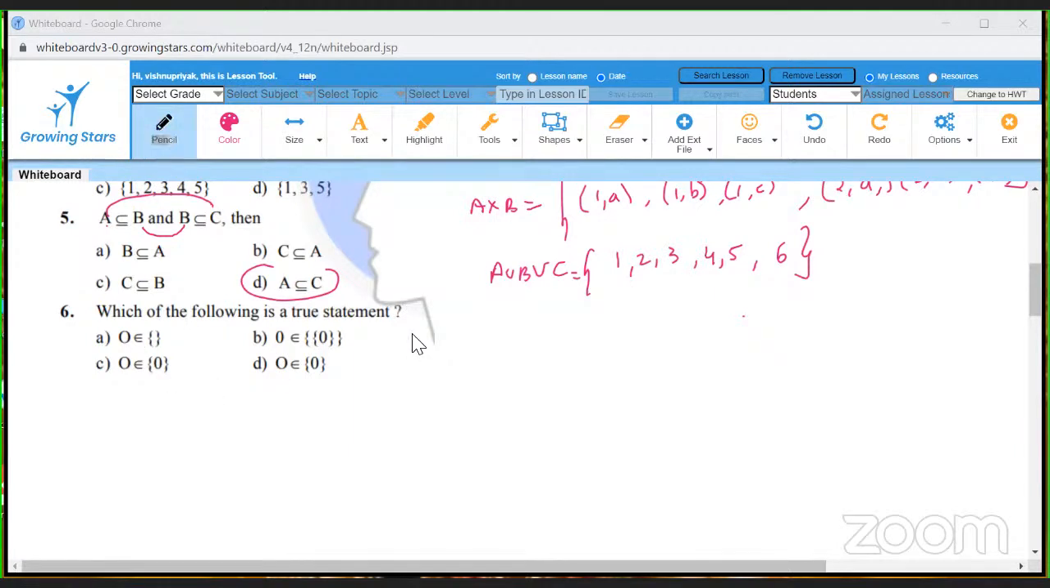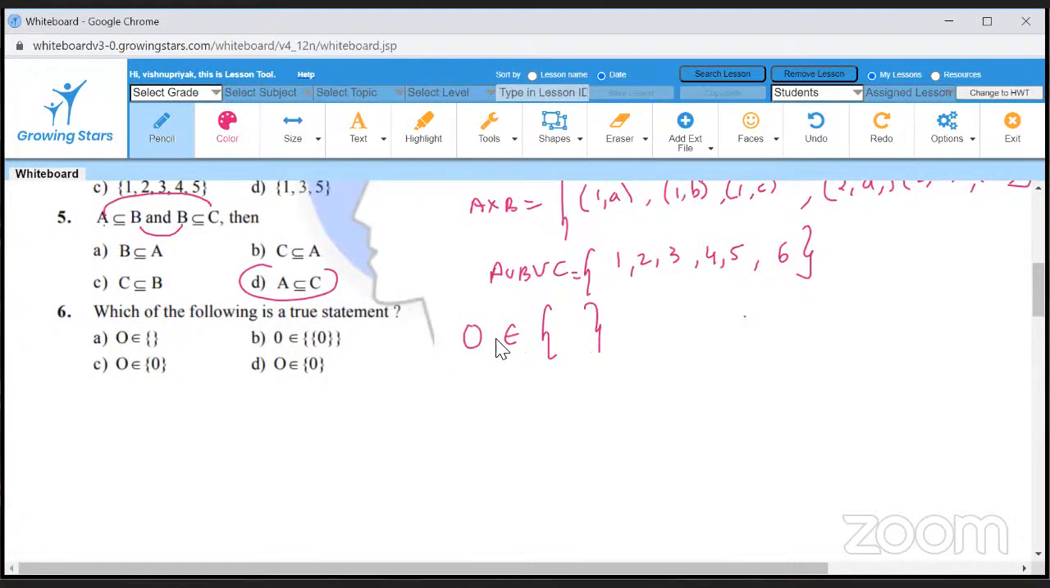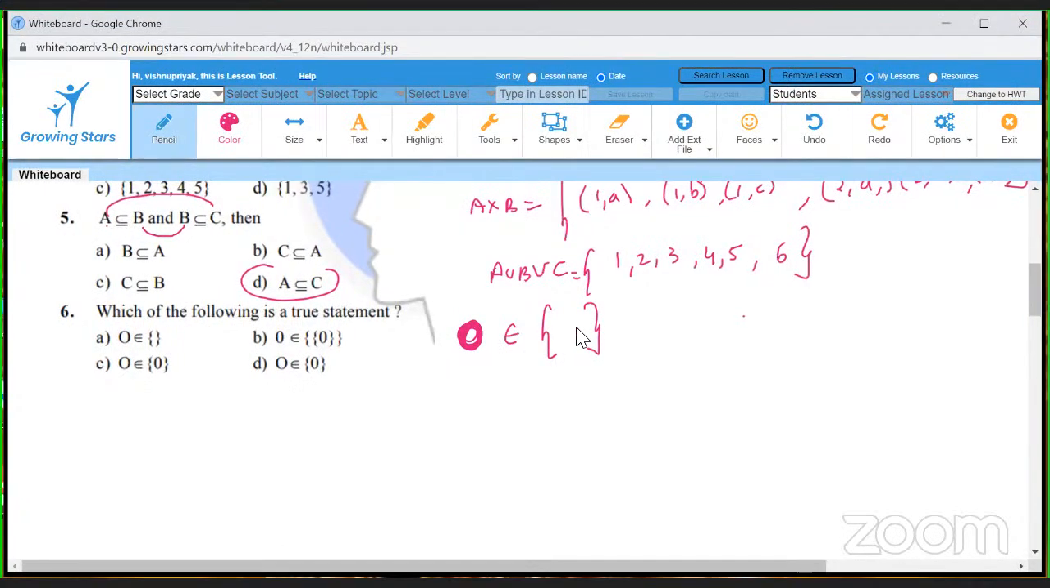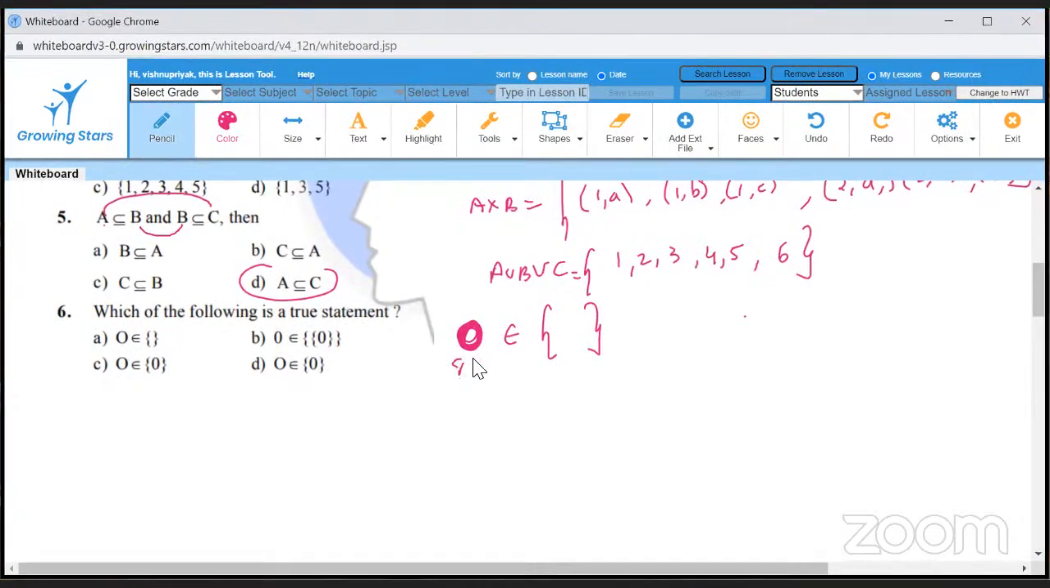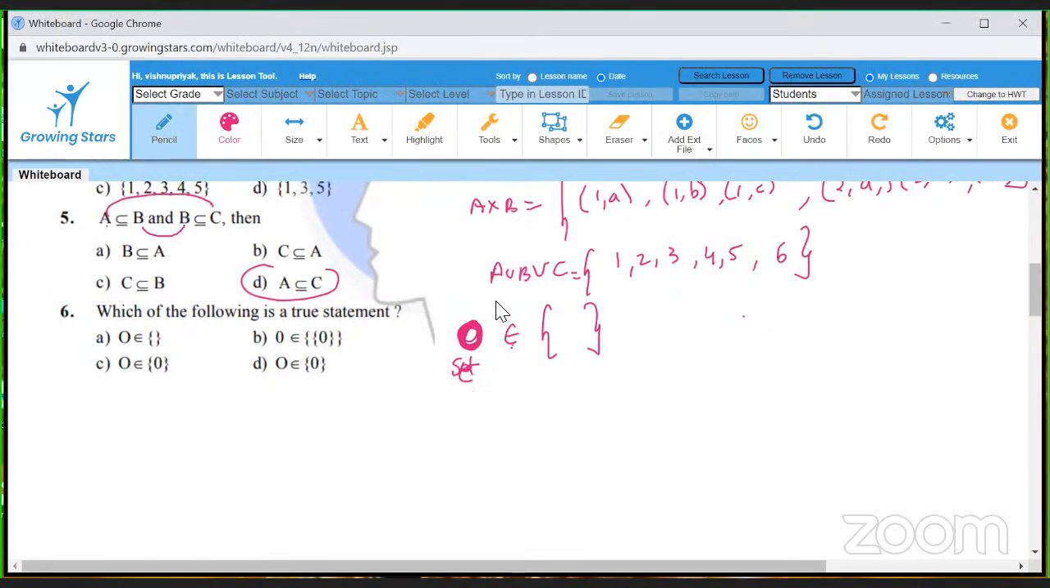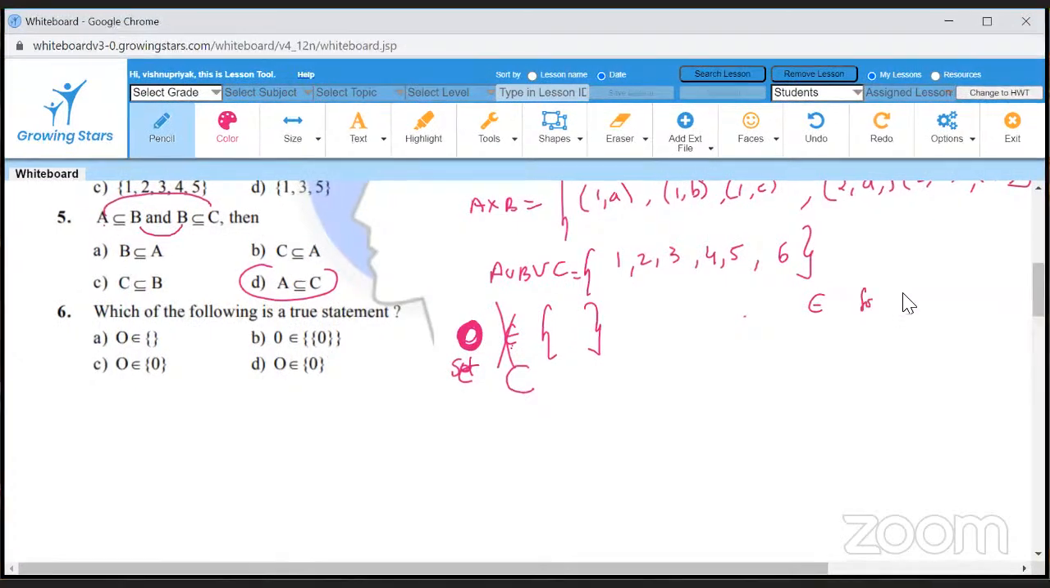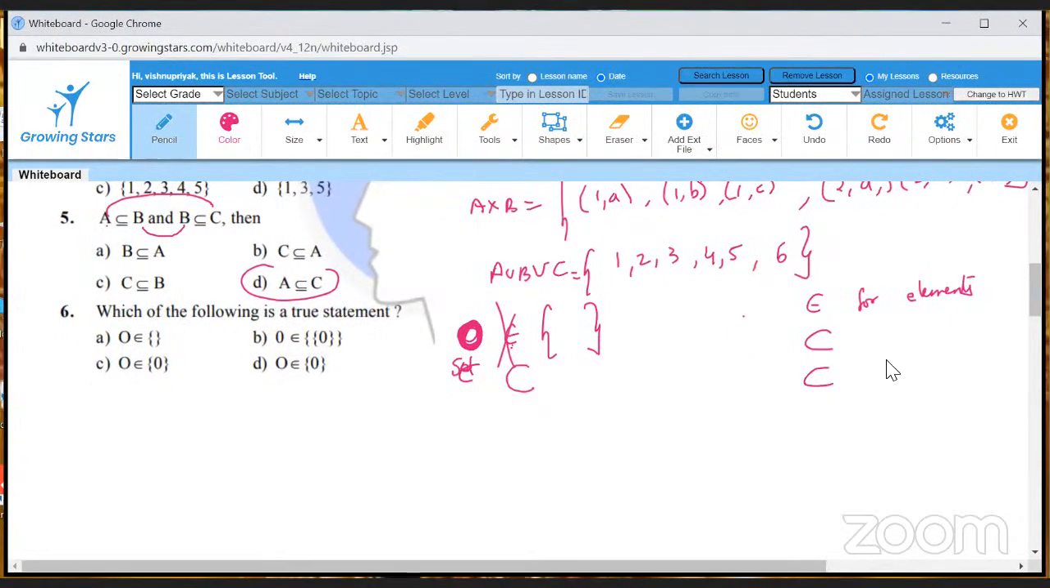I can't say. Some are saying B, some are saying D. I can't say 0 belongs to the set. This is not 0. This is O. O belongs to the set. This is a set. A set cannot belong to; a set has to be a subset. You can't say belongs to. Belongs to you will use only for elements. Subset or proper subset you will use for sets. So this is wrong.